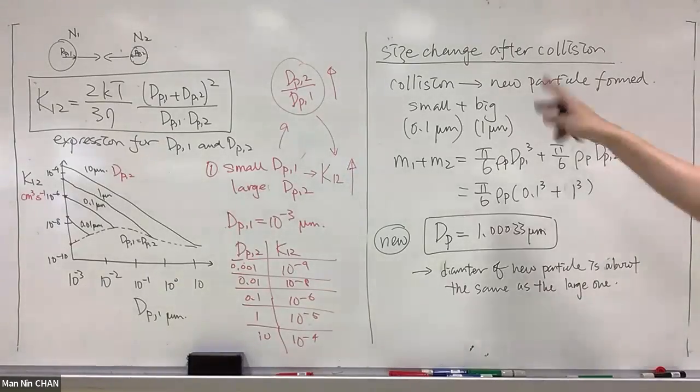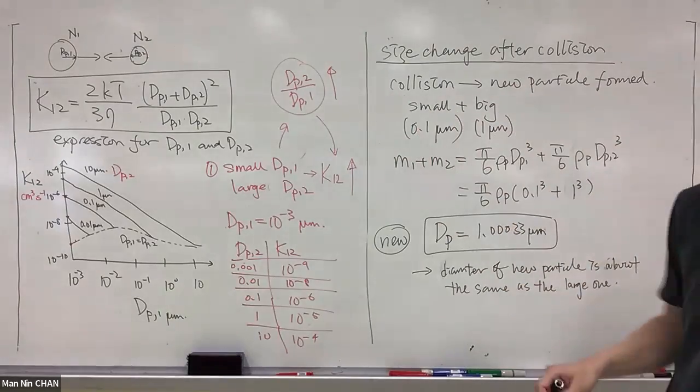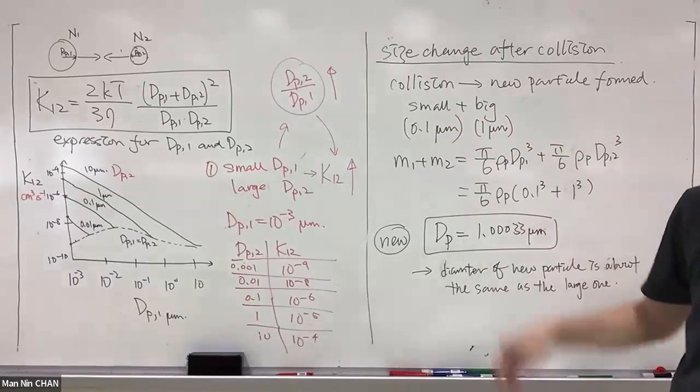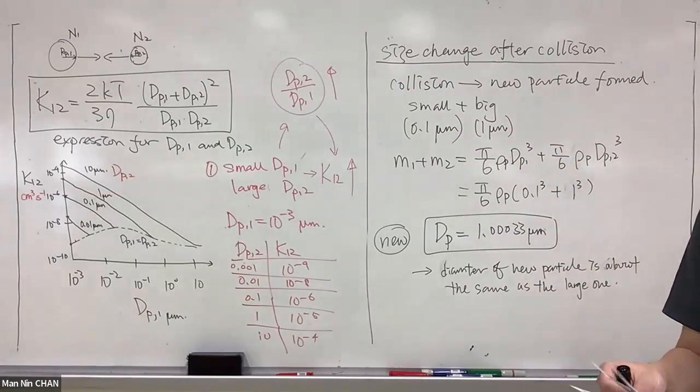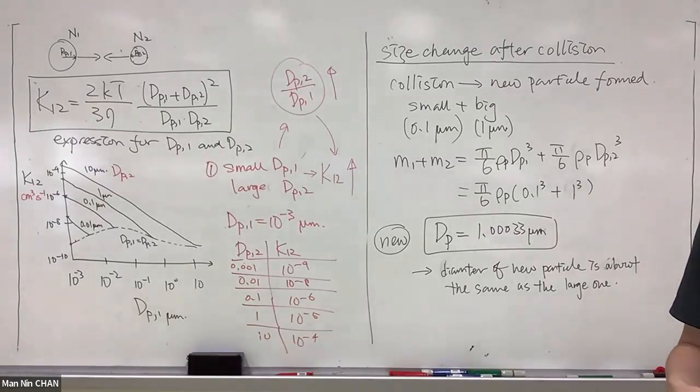So that's why, if you really want to change the size of the particle, you need to have multiple collisions, right? So in case you have a small particle around here. Okay, are there any questions so far?